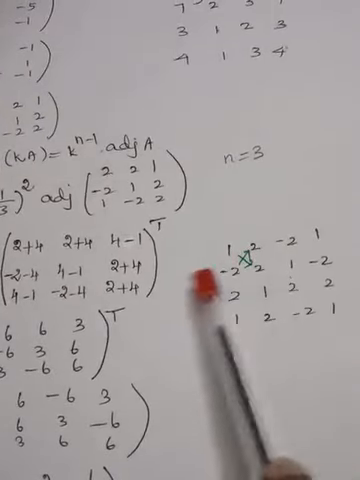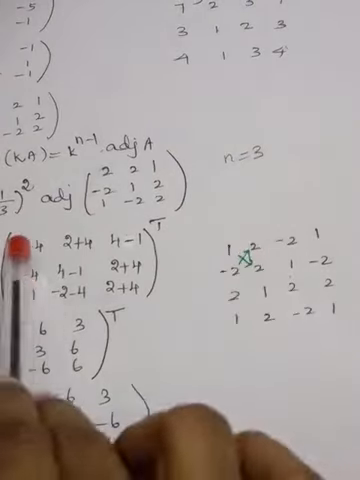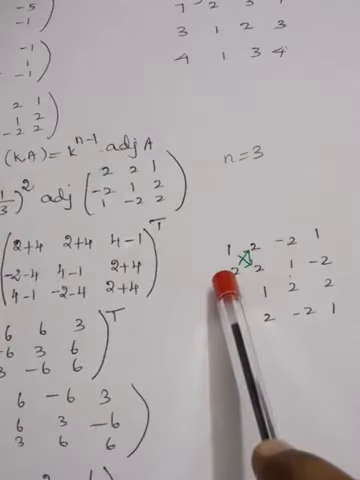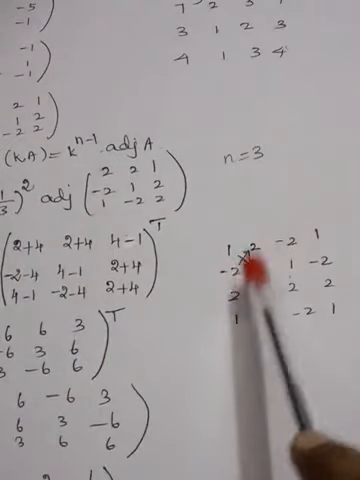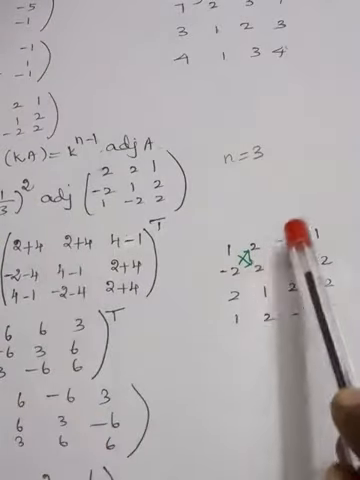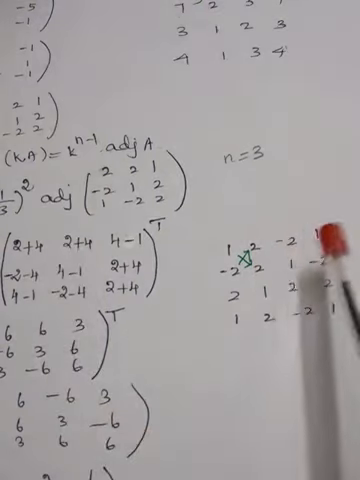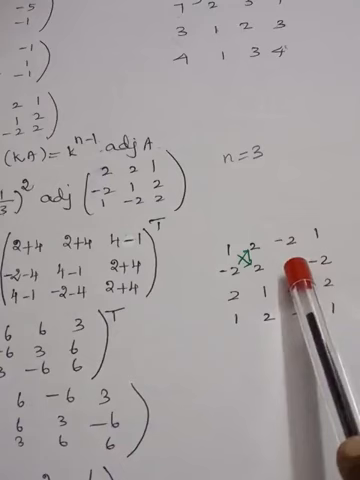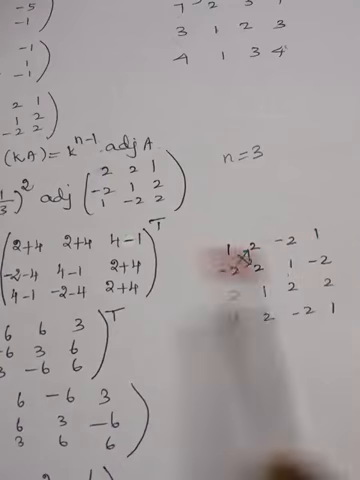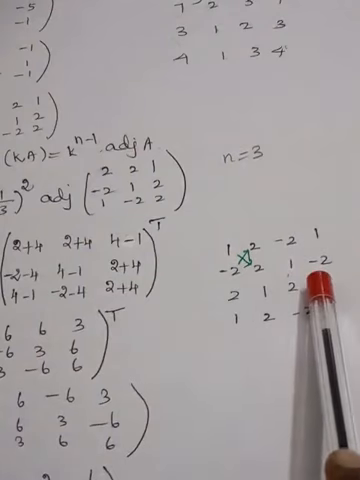Now see the calculation part. You start with the first row and second row. Take the determinants for each 4 values. 1 into 2 is 2, 2 into minus 2 is minus 4, already a minus is there, so you will get plus 4. Similarly the next 4 elements: 2 into 1 is 2, minus 2 into 2 is minus 4, already a minus, you will get plus 4. The next 4 elements: minus 2 into minus 2 is 4, 1 into 1 is 1 but the formula is minus, so 4 minus 1.